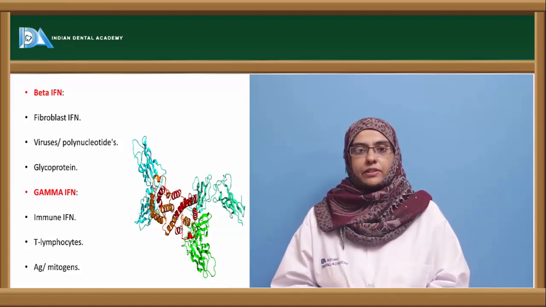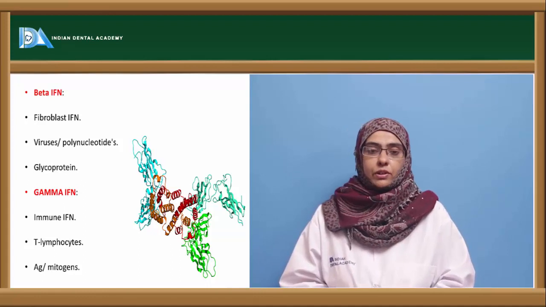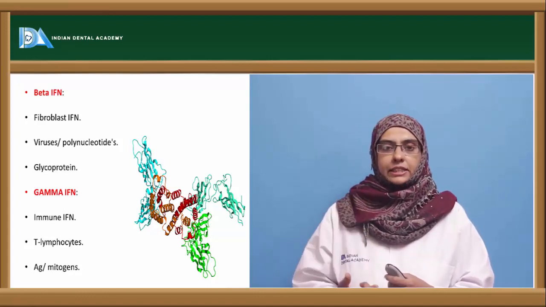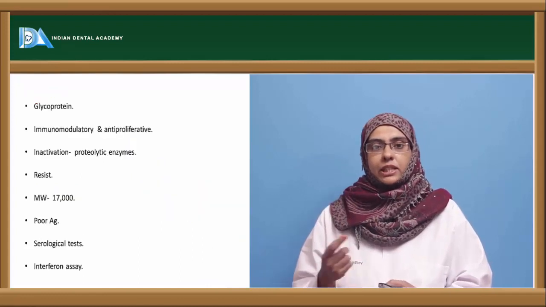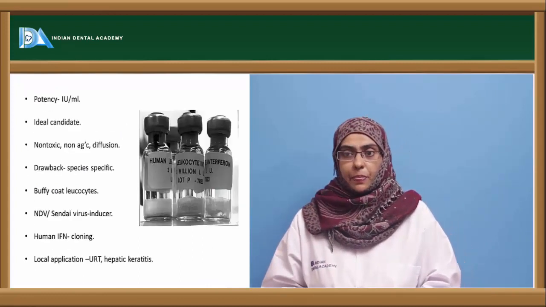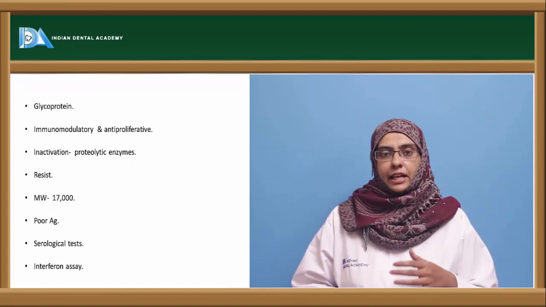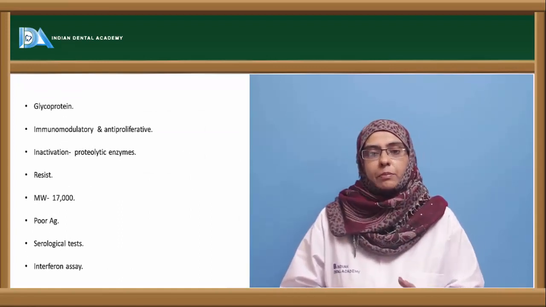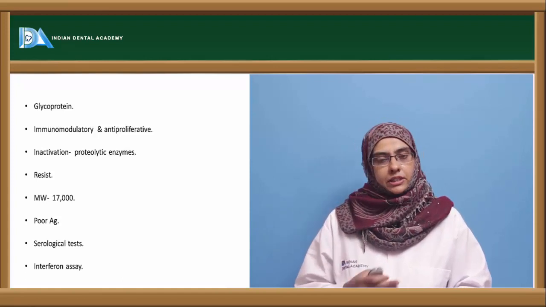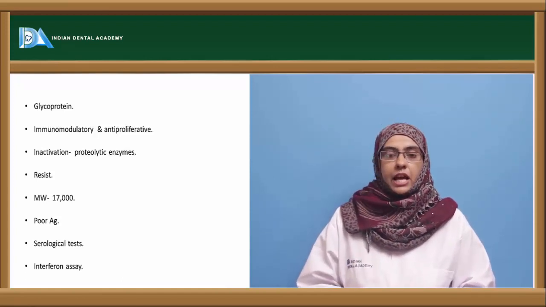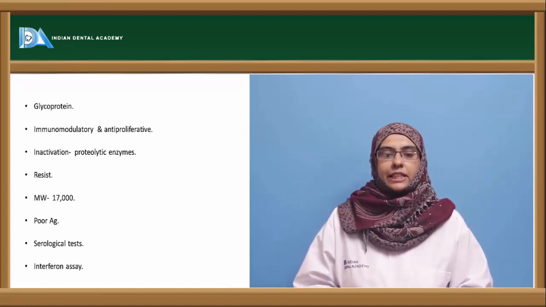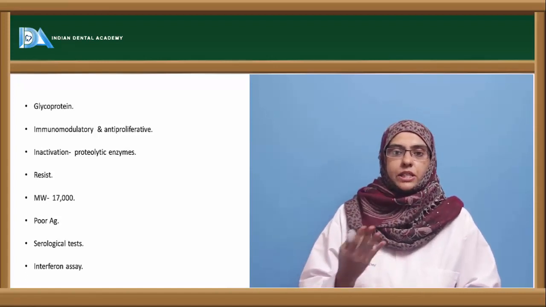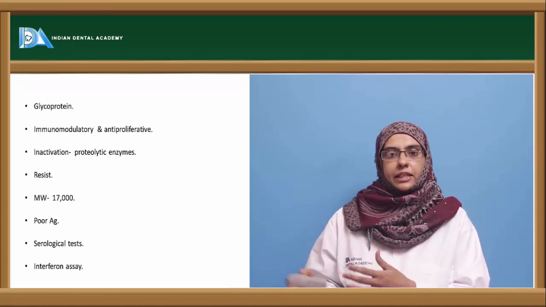Coming to the gamma interferons, they are called the immune interferons produced by the T lymphocytes, produced against the antigens or mitogen. They are mostly immunomodulatory. They are immunomodulatory and anti-proliferative, but they do not show any type of effect on the viruses, that is, they are not antiviral in nature. And these interferons can easily get inactivated by the proteolytic enzyme, but not by any other enzyme such as nucleases or any other enzymes.